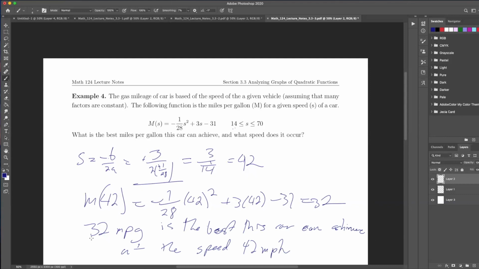So 90% of times when you're solving these, you just want the vertex. What's the best? And so that'll be the min or the max. Okay.